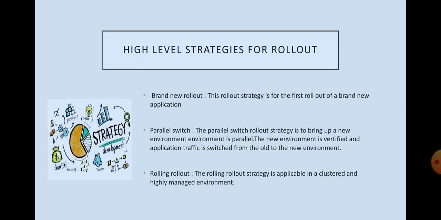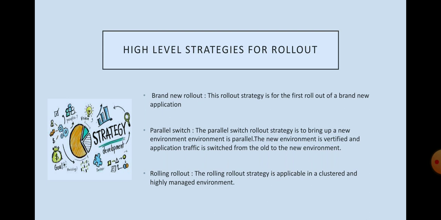Now let us see what are the strategies for the rollout. First one is brand new rollout. This rollout strategy is for the first rollout of a brand new application. The second one is parallel switch. The parallel switch rollout strategy is to bring up a new environment. The environment is parallel. The new environment is verified and the application traffic is switched from the old to the new environment.